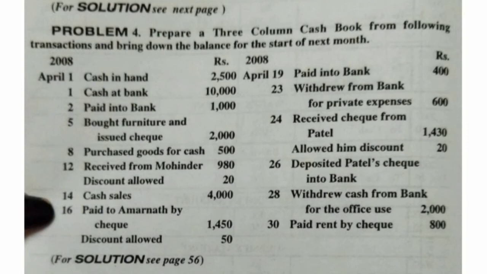Okay, paid rent by check. So the entry would be rent account debit to bank account 800. So bank is on the credit side. So by rent account 800 will come on the credit side in the bank column. Okay, now total the discount columns and balance the cash and bank columns. Total the discount columns and balance the cash and bank balance columns. Okay, so like this we have completed problem number 4. So let's continue with problem number 5.